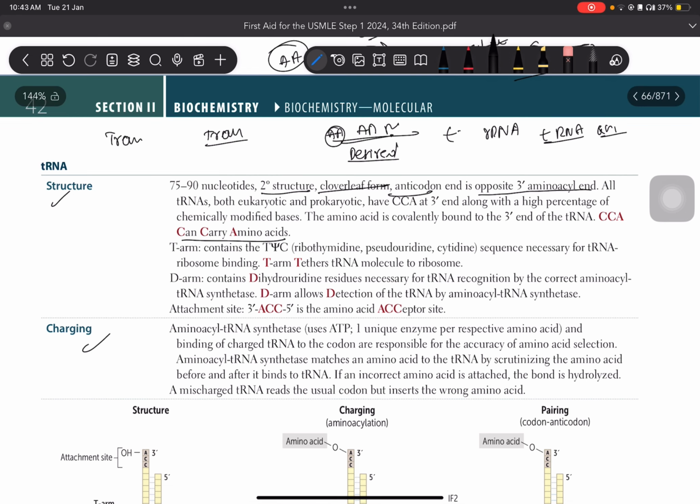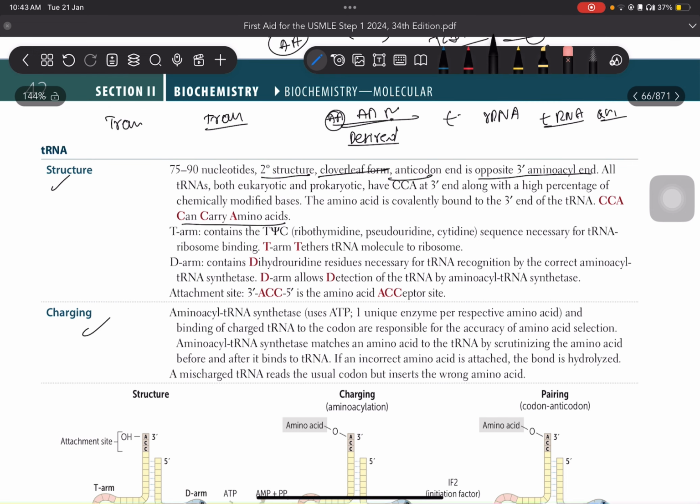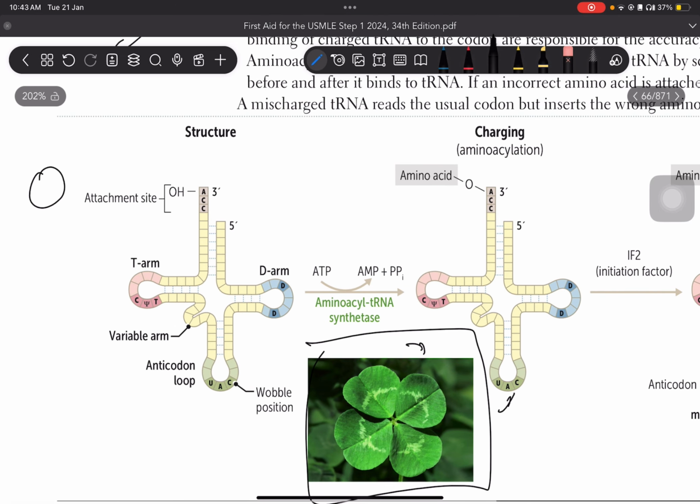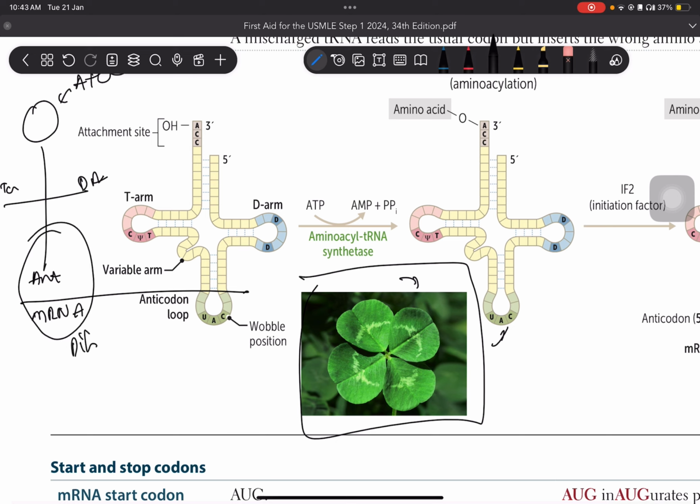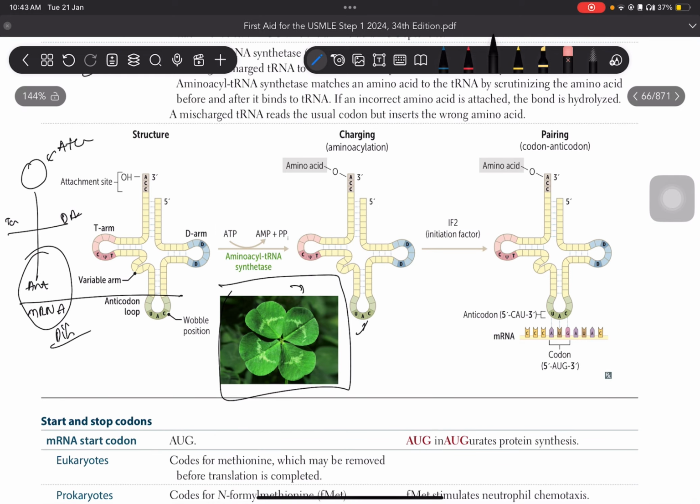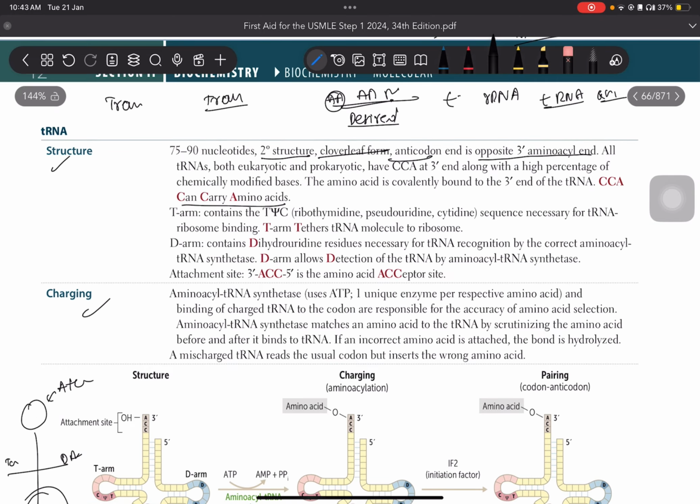Before going into the T-arm, D-arm, and A-arm and the anticodon, let's take a human being who is standing here and compare this human being with the tRNA. I'll write over here. So this is a human being structure. This is the attachment side. This is your T-arm, this is your D-arm, and here you have the anticodon, and what it stands on is mRNA, and what stabilizes all this structure is your ribosome. I think you're clear with the structure. So we will get into the details of the structure.